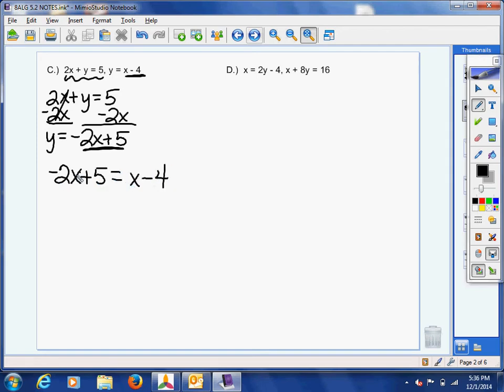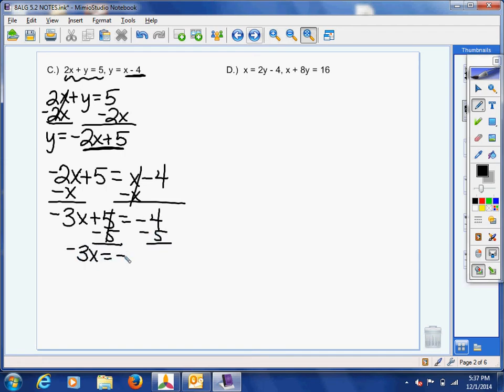You're exactly right. You're doing a great job. And so you're going to get your x's together. There they go. We got negative 3x plus 5 is equal to negative 4. Take away 5. We've got negative 3x is equal to negative 9. And so that means x is 3.